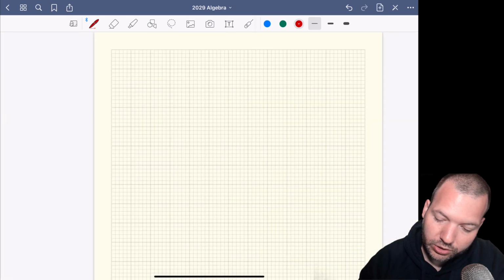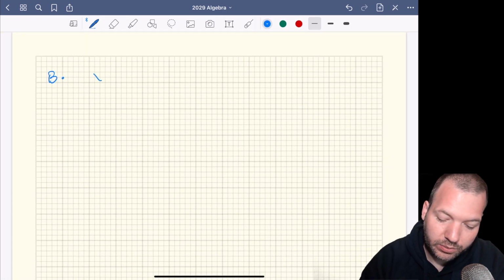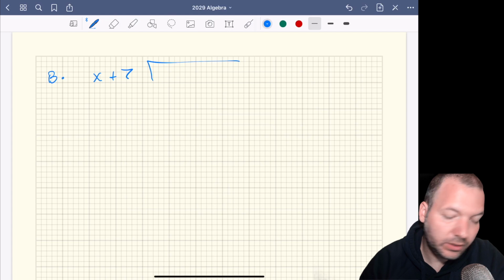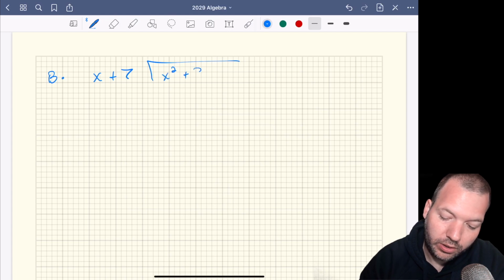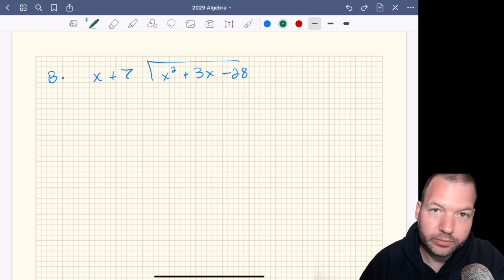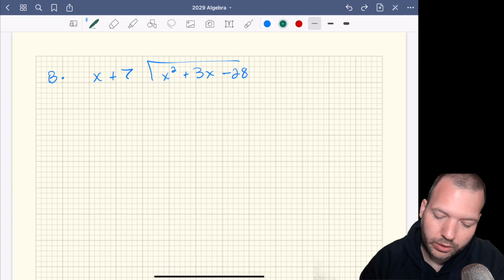Check Your Progress 2b. We've got x plus 7 being divided into x squared plus 3x minus 28. What times x makes an x squared? X, right? Okay.